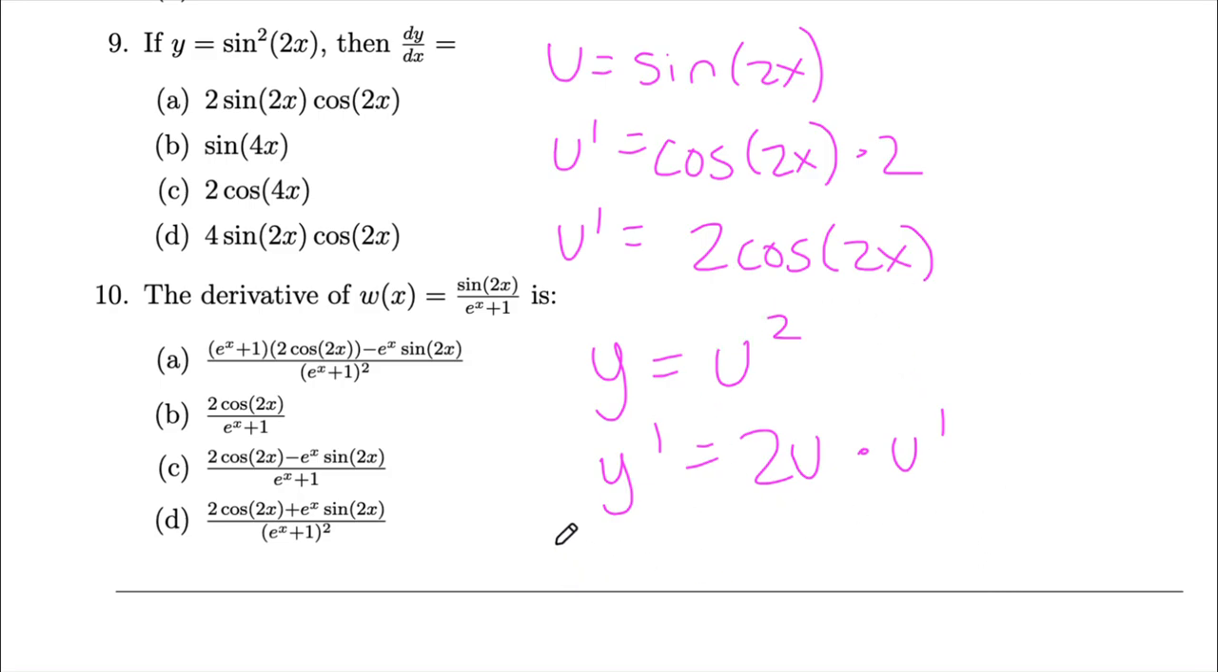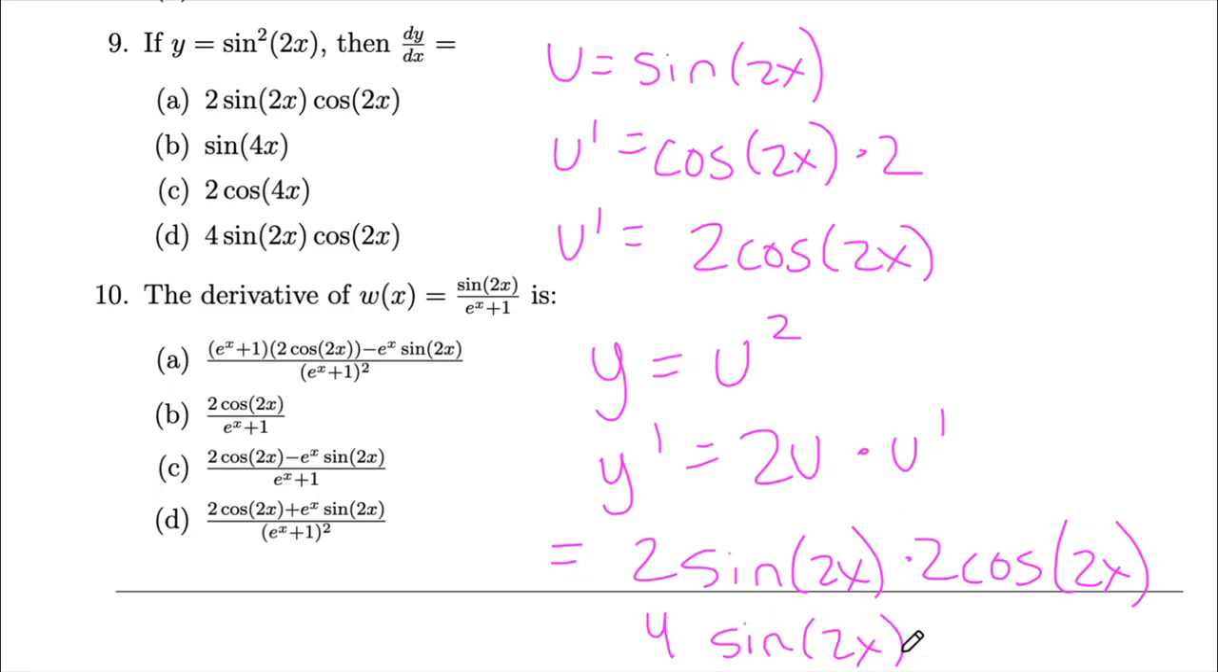And now let's go ahead and just plug it back in. So we're going to get 2 times sine of 2x times 2 cosine of 2x. Now again, let's go ahead and just clean this up. We can do the 2 times 2 is 4, and then it's just sine of 2x times cosine of 2x, which is answer choice D.